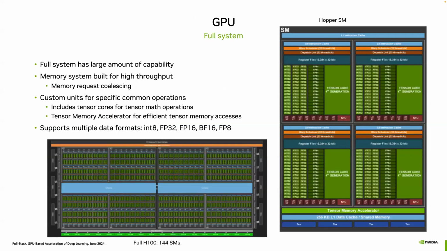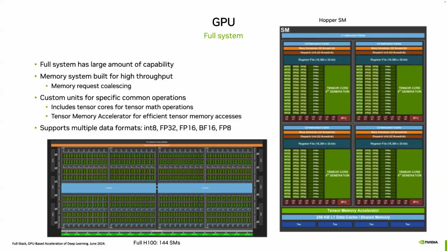So when we look at a full GPU system, and you can see here we're looking at Hopper, they have a lot of units in them. And each one of these units is designed to give us this fast computation and throughput. We want to push as many computations through as we can, as fast as we can. Everything is built around that, including having custom units now.